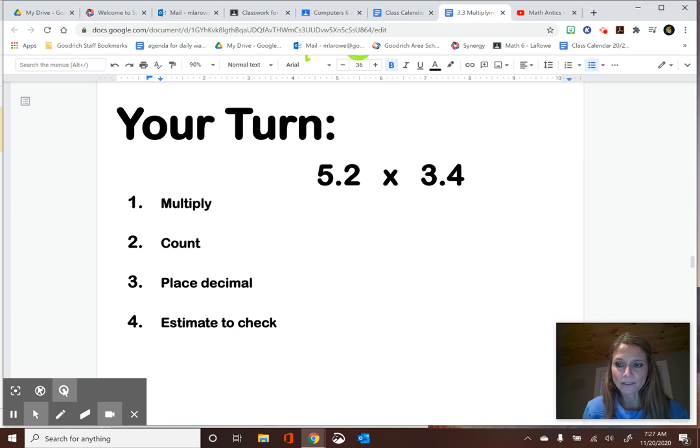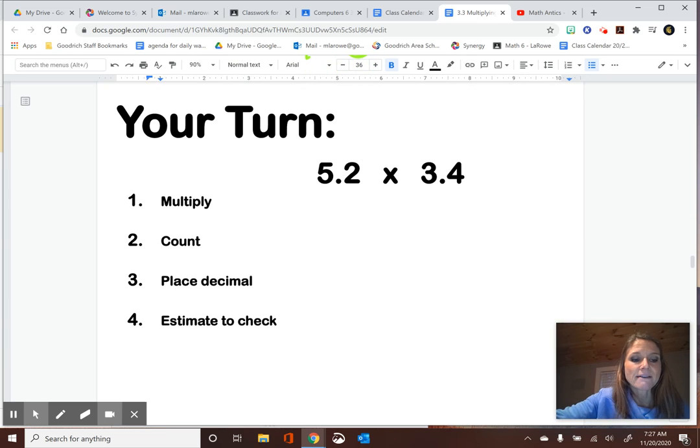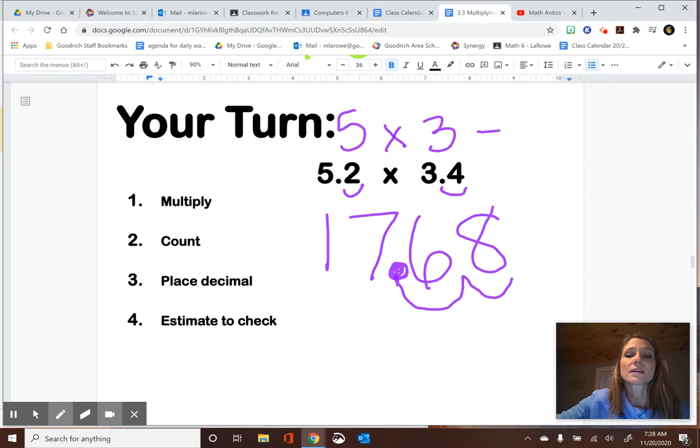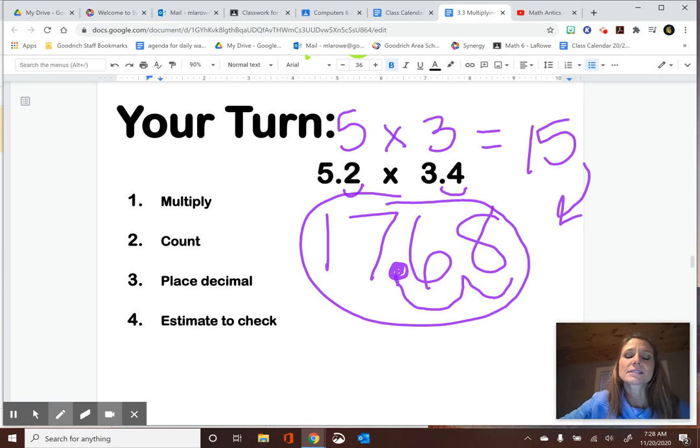So if you multiply correctly and have that placeholder 0 in row 2, your digits should have been 1, 7, 6, 8. Did you multiply okay to get 1, 7, 6, 8? Now, need to place that decimal. So tenths and tenths multiply together are hundredths. This number needs tenths and hundredths, dropping the decimal point there between the 7 and the 6. So if we estimate it, this is about 5 and this is about 3, and 5 times 3 is about 15. Well, it is 15. And 15 is pretty close to 17-ish, which means this is my answer, 17 and 68 hundredths.